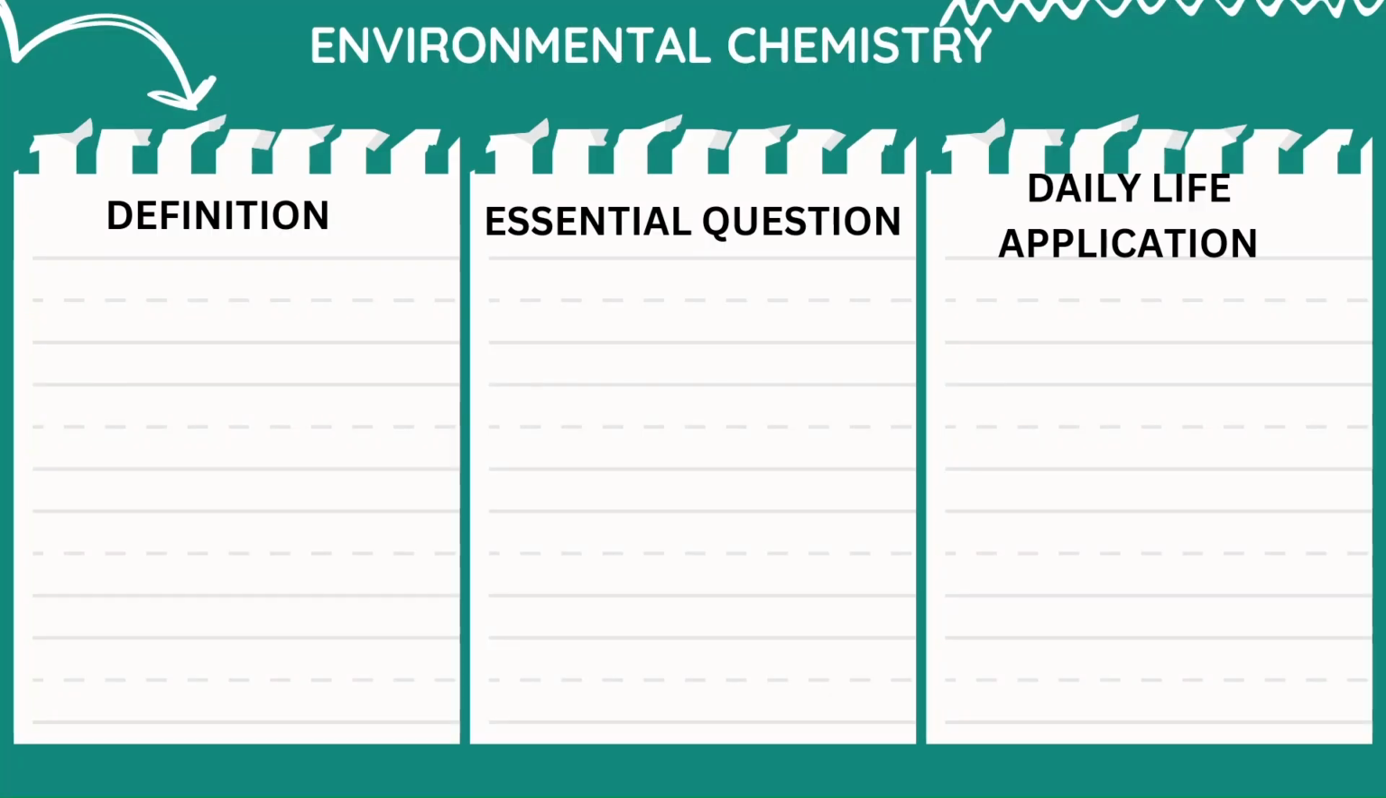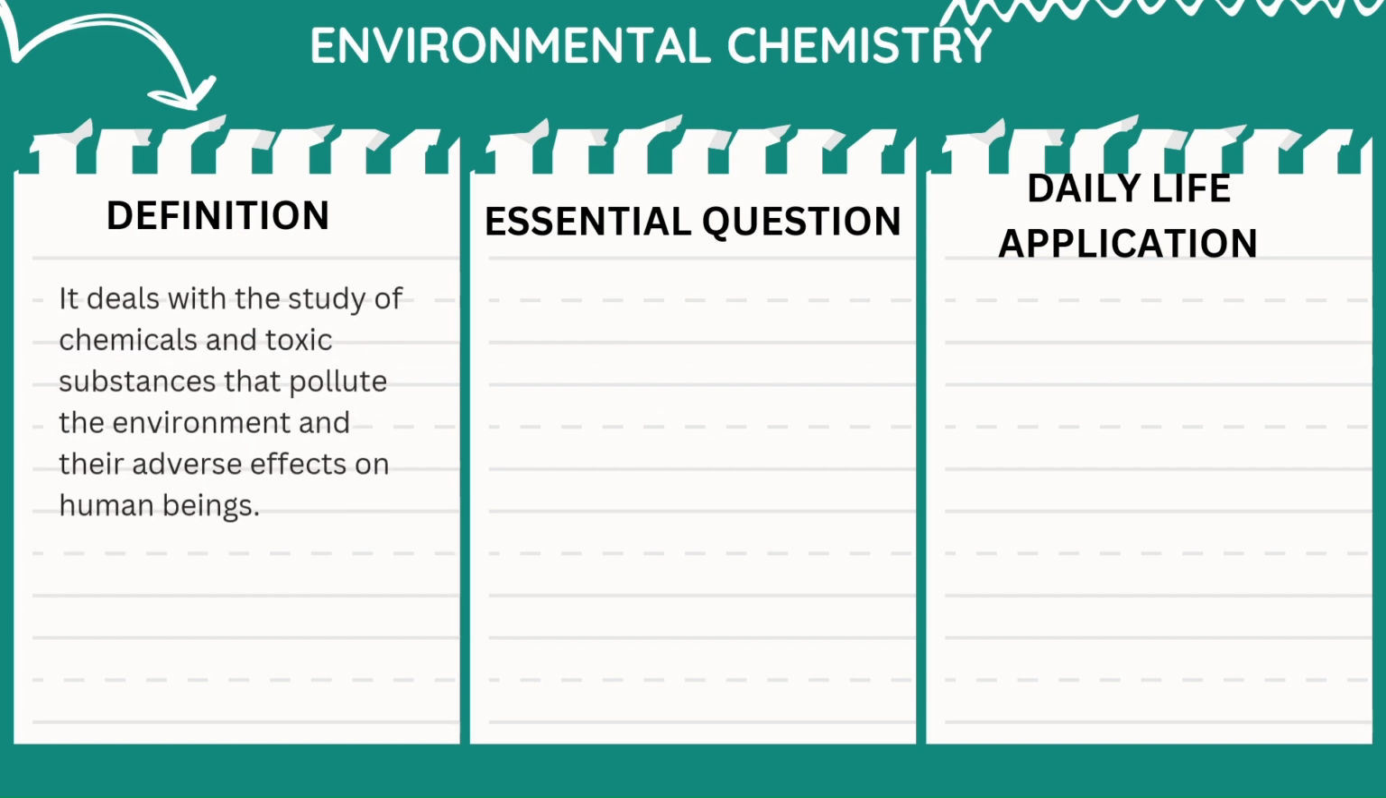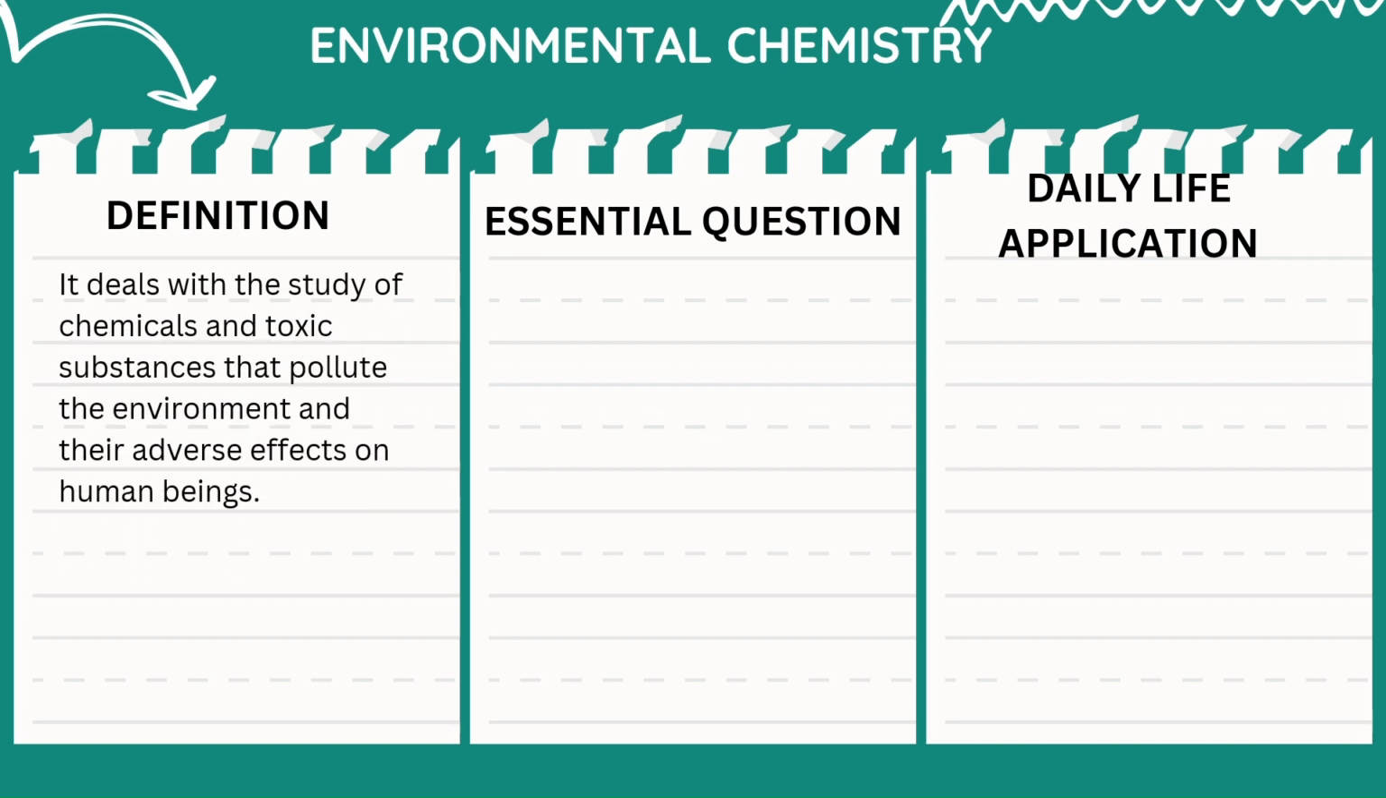Now let's come towards what your book has to say about this field. The definition that your book provides states that environmental chemistry is the study of chemicals and toxic substances that pollute the environment and their adverse effects on human beings as well. One thing is not mentioned that I've already told you: it not just studies those pollutants, but it also studies remediation strategies, or ways to cope with different kinds of pollution in our environment.